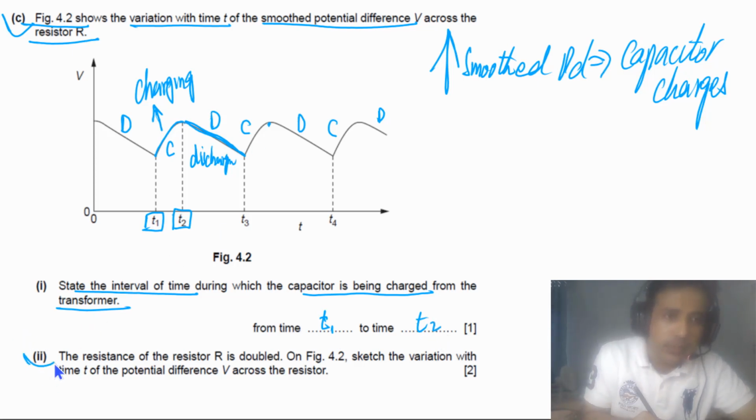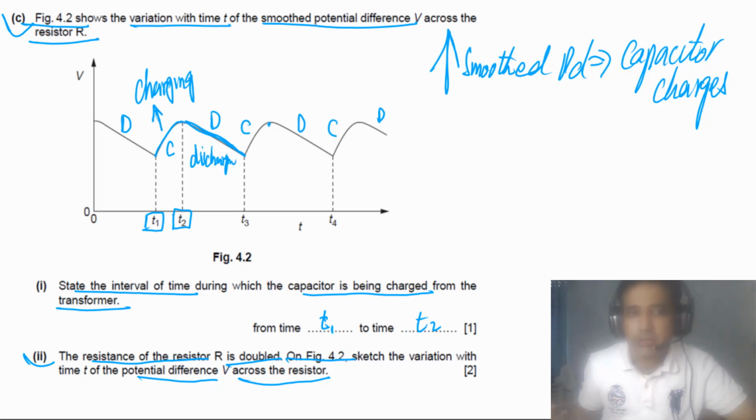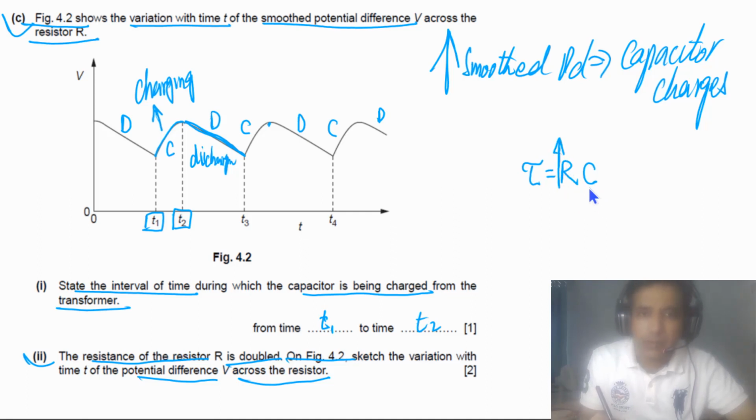For the second part, it is given to us the resistance of the resistor capital R is doubled. On figure 4.2, sketch the variation with time t of the potential difference V across the resistor. So we need to re-sketch if resistance is double. So we need to understand when the resistance is double, the tau, the time constant, so RC. If resistance is double, capacitance of capacitor is the same, so the tau of the capacitor will increase.